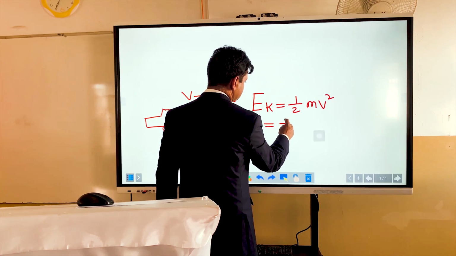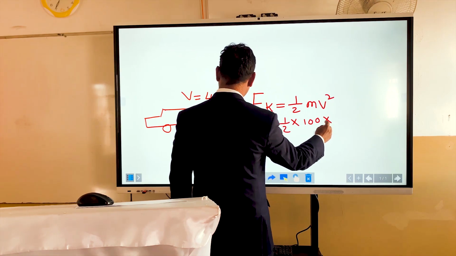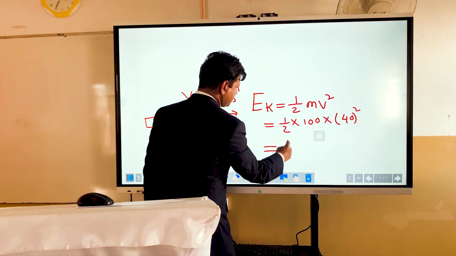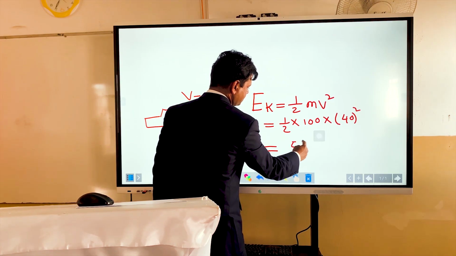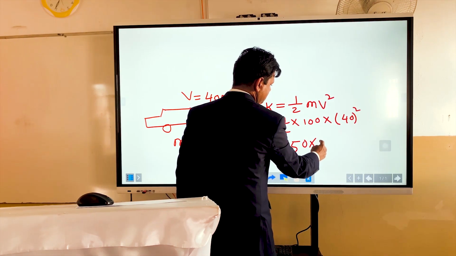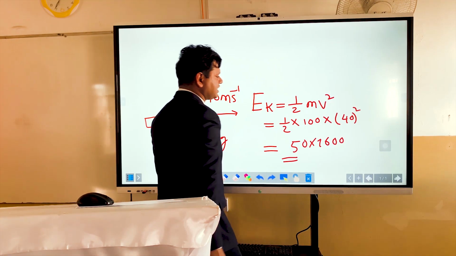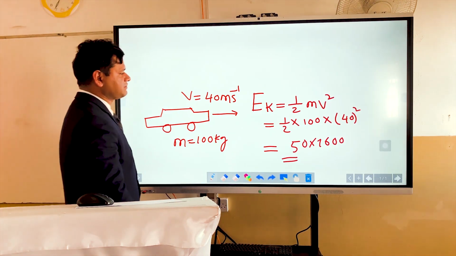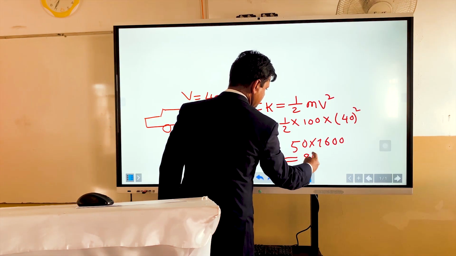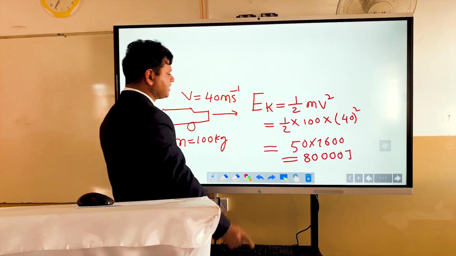Just put the value. What is the mass? Mass is 100. Velocity is 40. So 40 square. If you cut 100 by 2, it will be 50. Then 50 multiply with 1600. Okay? If you calculate, then you will get the result. And 6 multiply by how many? It is 80. Then how many zero? 1, 2, 3. I hope this is the result. You can calculate by your calculator.